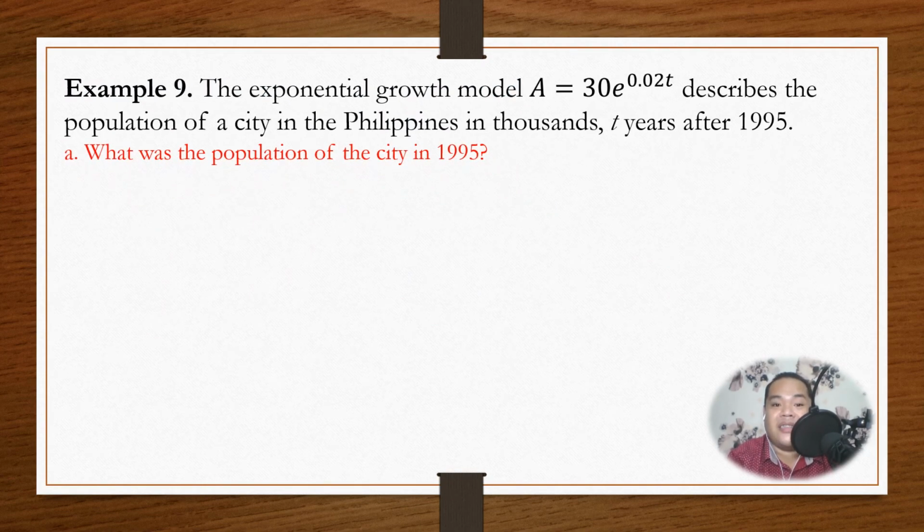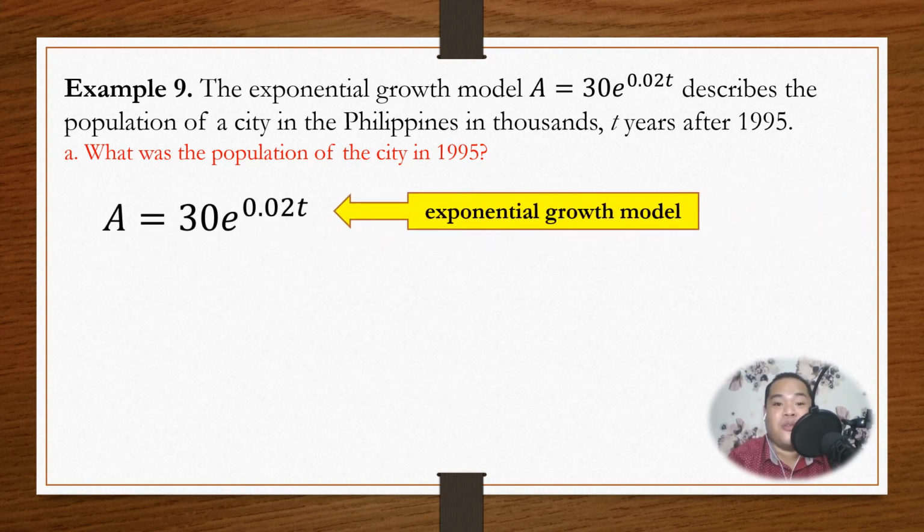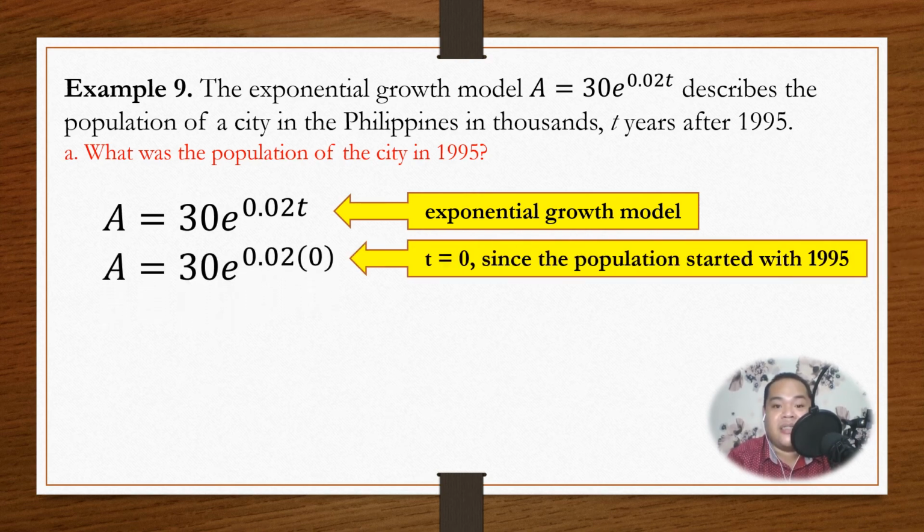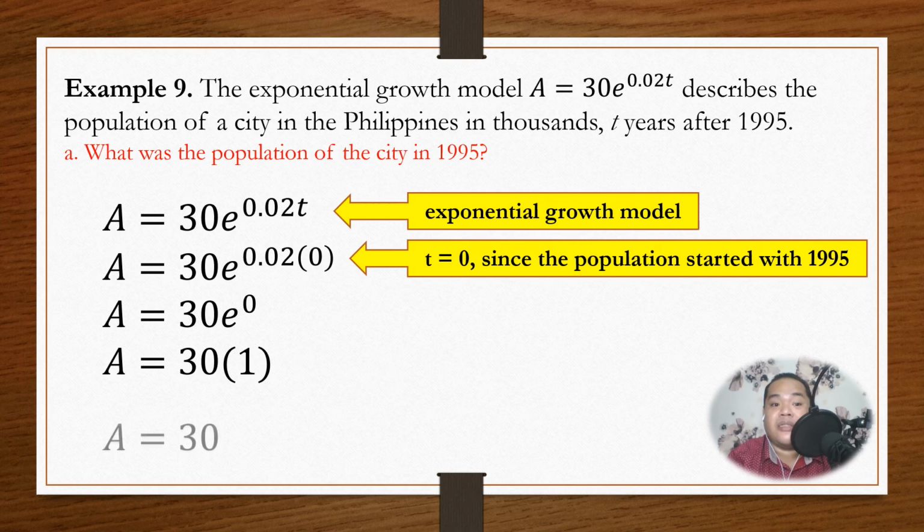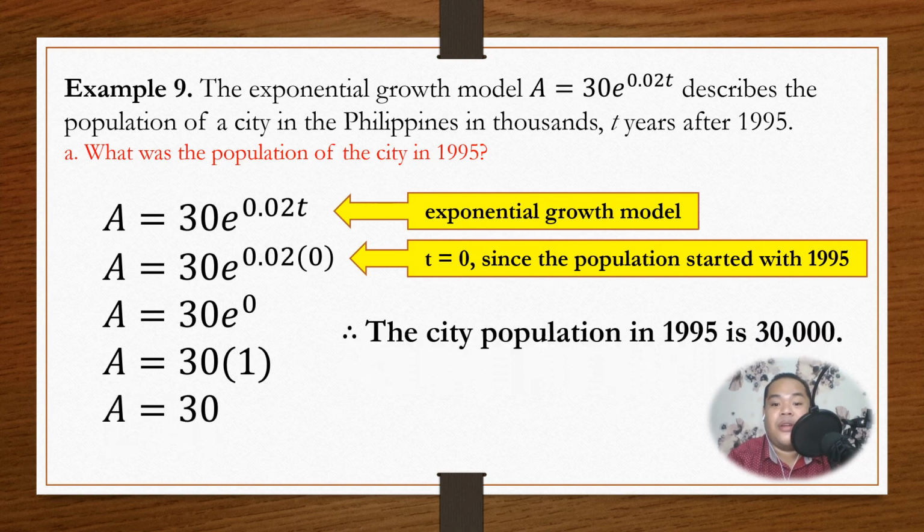We then start by answering letter A. What was the population of the city in 1995? Of course, we are going to use the given exponential growth model. We then substitute t by 0 since the population started with 1995. Afterwards, we multiply 0.02 by 0, and e to the power 0 is 1. 30 times 1 is 30. Therefore, the city population in 1995 is 30,000.